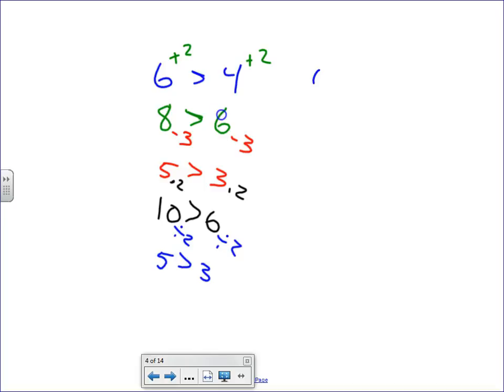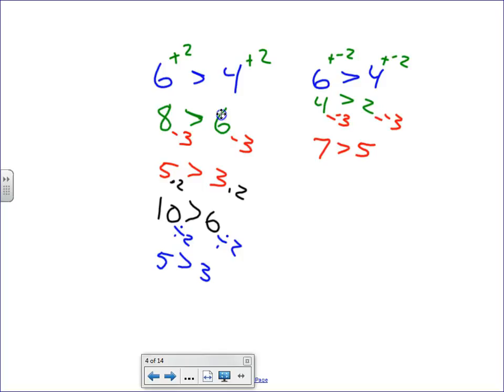So let's start with 6 and 4. Let's say I add a negative 2 to both sides. Well, that's the same as subtracting, so nothing's going to change. So I get 4 and 2. Okay? Still the same. Let's say I subtract a negative. Subtract negative 3. That's the same as adding, so nothing's going to change there either. Okay?